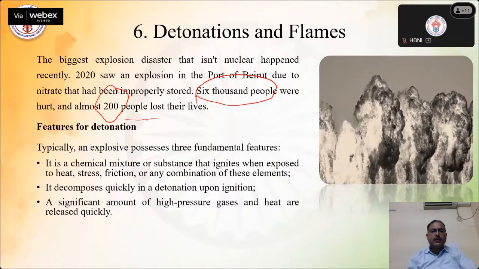What are the features of detonation? Typically, it is an explosive process with 3 fundamental features. First, it is a chemical mixture or substance that ignites when exposed to heat, stress, friction, or any combination of these elements. So again, if you see this particular slide, you can easily understand that during the detonation, it has a combination of heat, stress, friction.